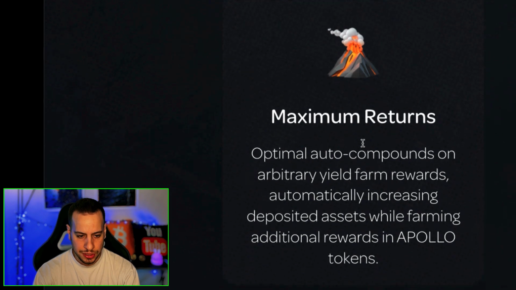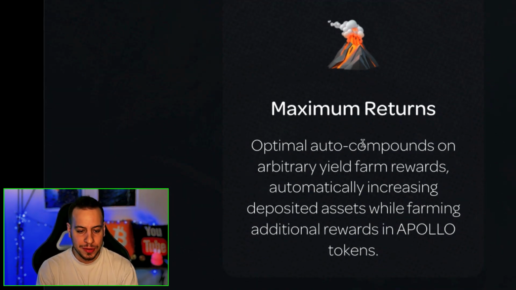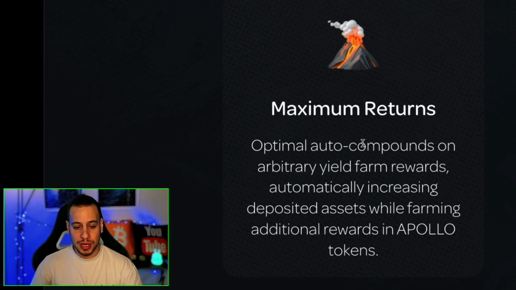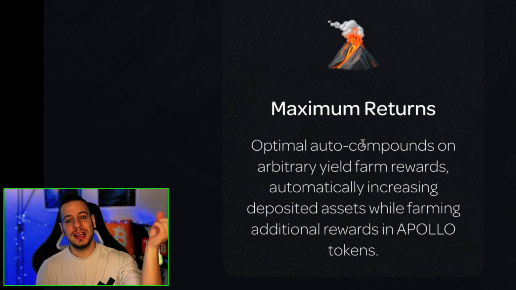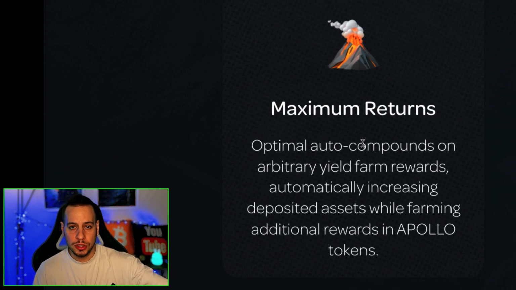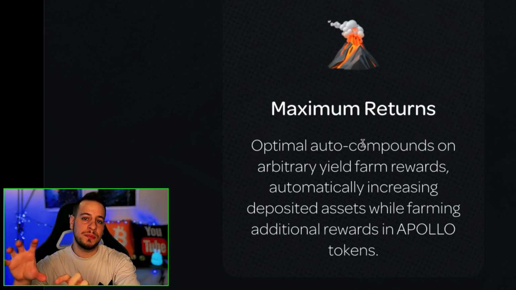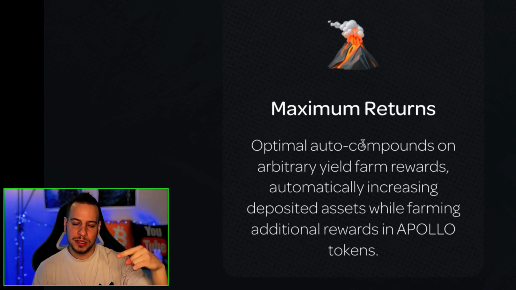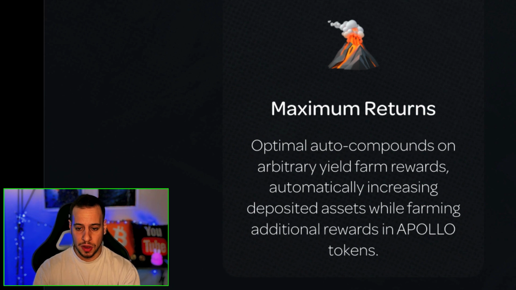The maximum returns: optimal auto compounds on arbitrary yield farm rewards, automatically increasing deposited assets while farming additional rewards in the Polo token. So they also reward you with a Polo token, the native token for this decentralized protocol. Also, if you have liquidity pool tokens and you're getting rewards, let's say in Mirror, the smart contract is going to automatically sell the Mirror tokens and get more liquidity pool tokens. So it also reduces your exposure to the farming token and increases your equity in the liquidity pool, and that's how it compounds the interest automatically.